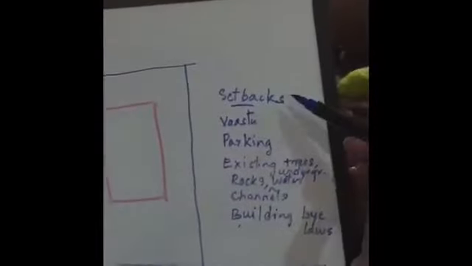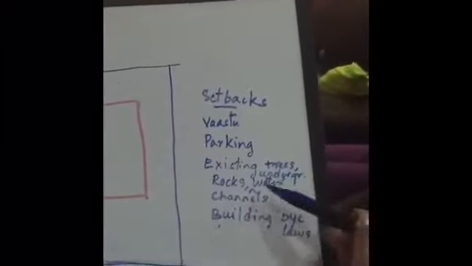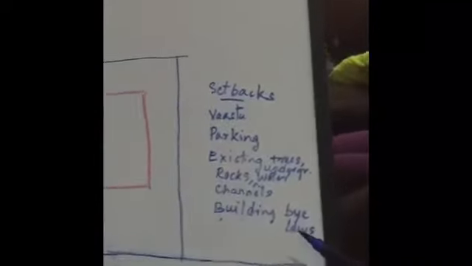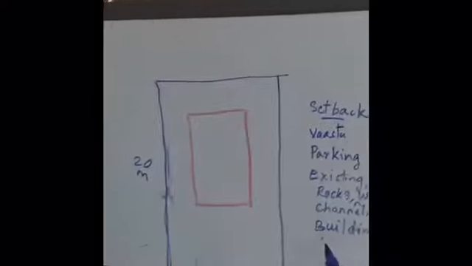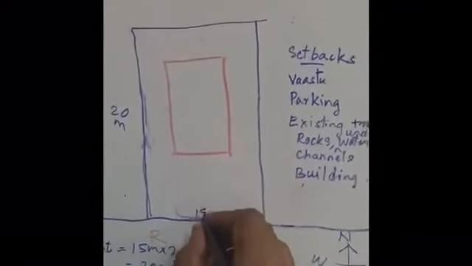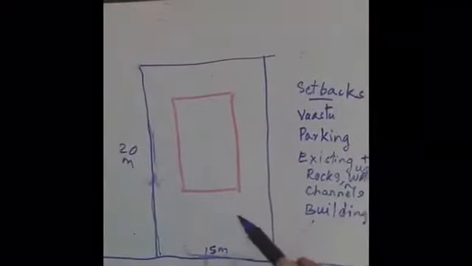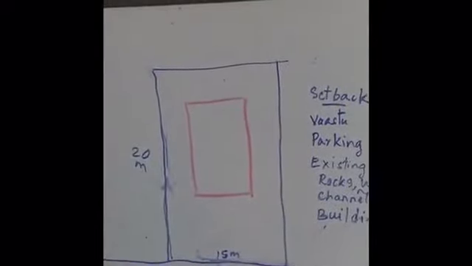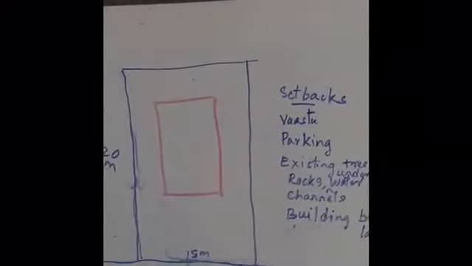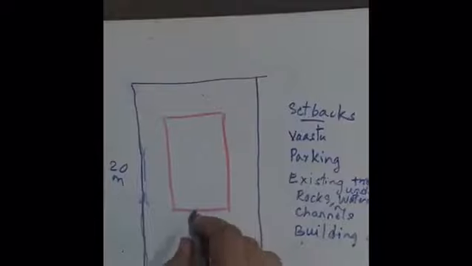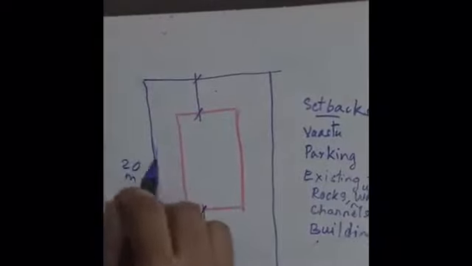Like I said, the setbacks are dictated by Vastu Shastra, parking requirement, existing trees, rocks or underground water channels, and building bylaws. We will design according to building bylaws because all they have given us is this 15 meter by 20 meter site. So we will go by the building bylaws. Like I said, when we start designing a project, you get a piece of paper like this. The first thing that we need to do is visit the site, look at its boundaries and existing structures, existing elements on the site.